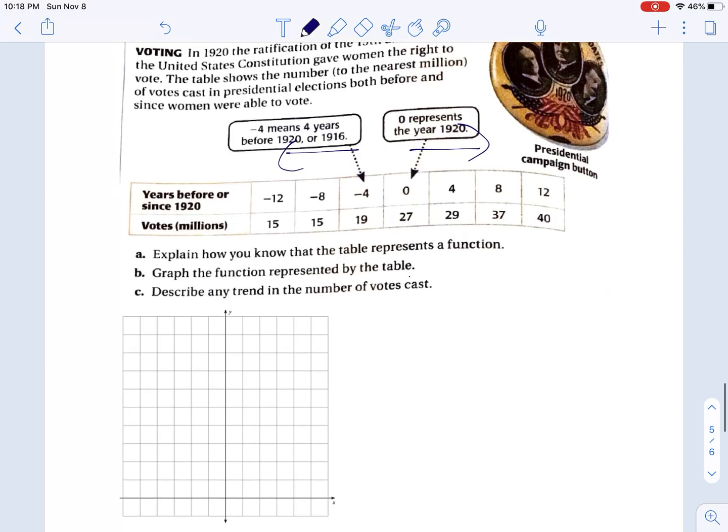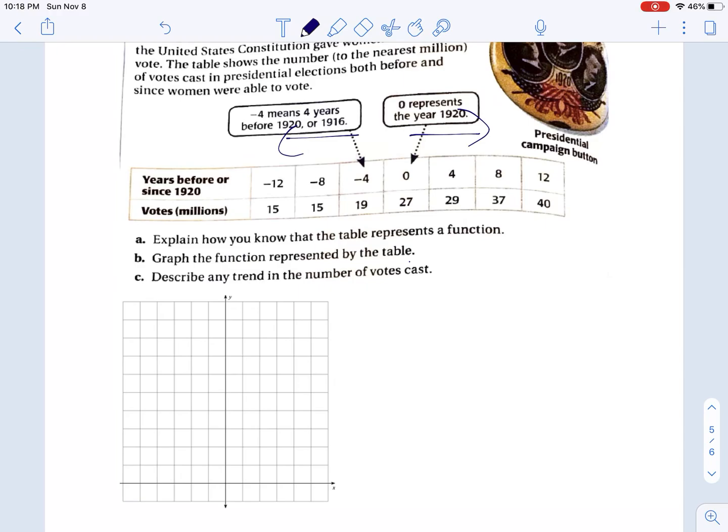Question A says explain how you know the table represents a function. Part B is to graph the function represented by the table. And then you want to describe any trends in the number of votes cast. Well, the first thing is, how do you know this is a function? If you think back to chapter 1, a function is when every x value gives you one distinct y value.